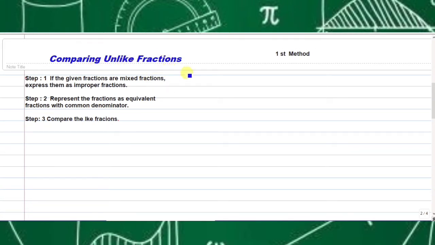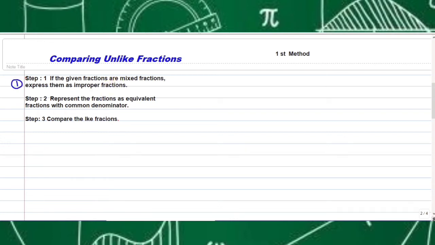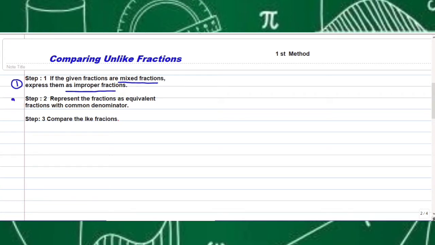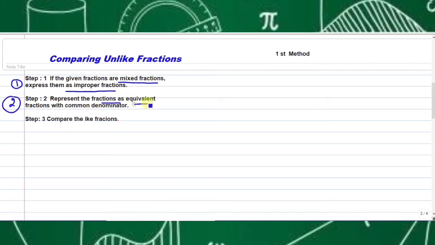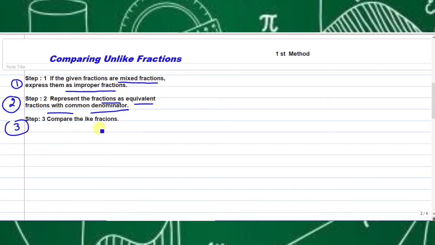Now the second thing, what we will do if we have to compare unlike fractions. Here we are going to discuss two methods. First, the very first step, you have to convert if the fractions are given as mixed fractions. You will convert them into improper fractions. Second step, you will represent the fractions as equivalent fractions with a common denominator. And third, we will compare the like fractions.